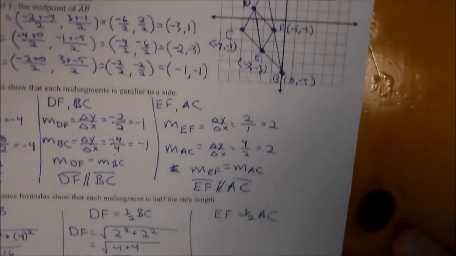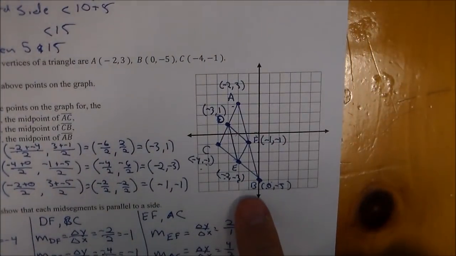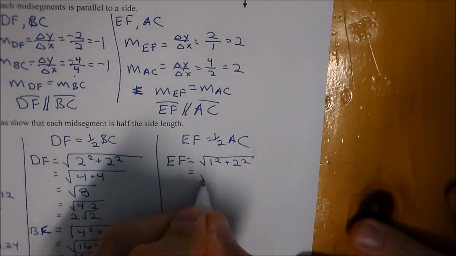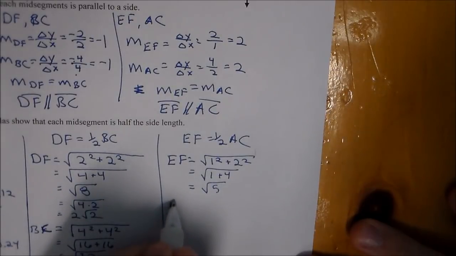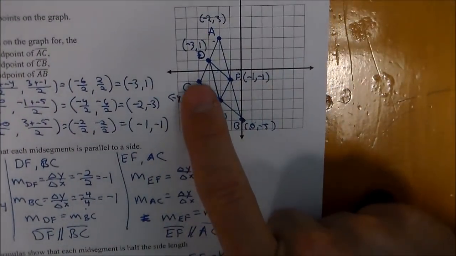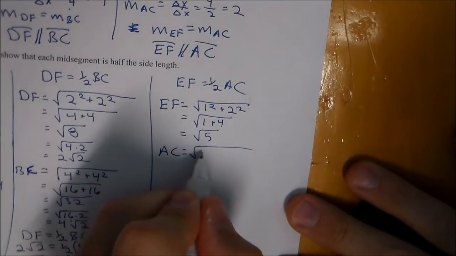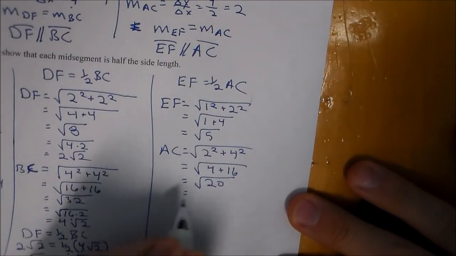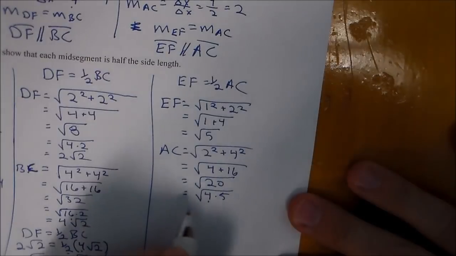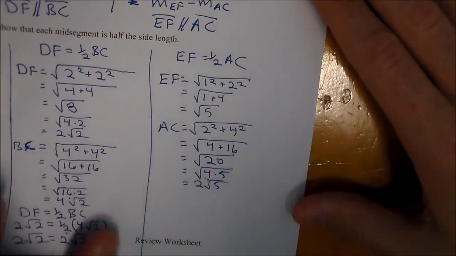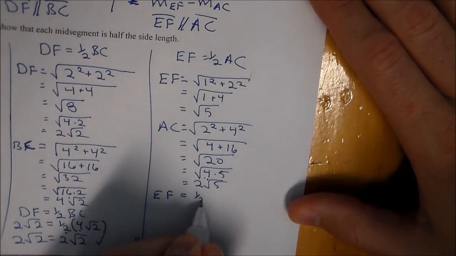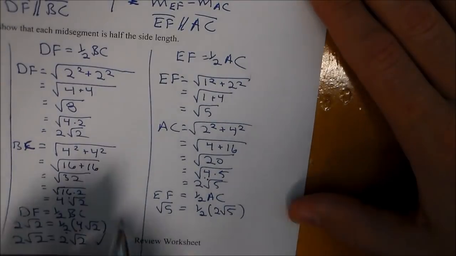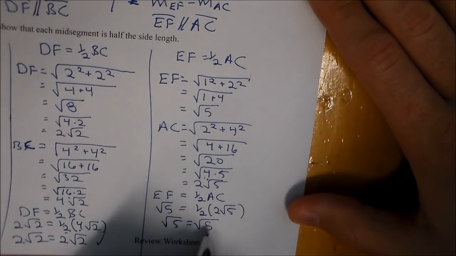Last one. EF and AC. EF is right here. It went over 1, up 2. So that's 1 squared plus 2 squared, which gives us 1 plus 4, or the square root of 5. For AC, it went over 2, up 4. So that's 2 squared plus 4 squared. 4 plus 16 gives us square root of 20. Now 20 is 4 times 5. The square root of 4 is 2, so that becomes 2 root 5. So we now have EF equals 1/2 AC, where EF is the square root of 5, times 1/2 AC, which is 2 root 5. Half of 2 we get rid of, so we get the square root of 5 equals the square root of 5, and it works.